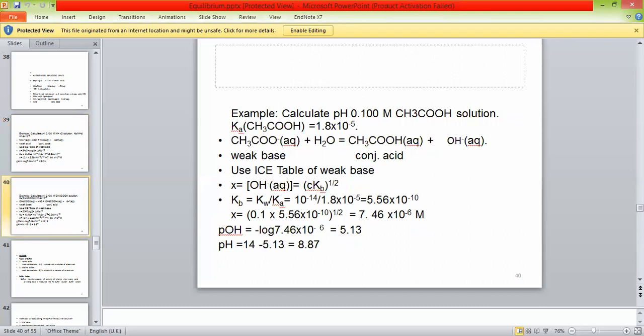Here they are doing a basic sort. So this is a weak base. It dissociates to give you this and this, just like we did earlier. Now look at what you've been given here. You've been given Ka, but look at what you have in solution. You have the hydroxide. So when you have the hydroxide in dissociation, meaning you are using Kb. Since this is a base, you use Kb.